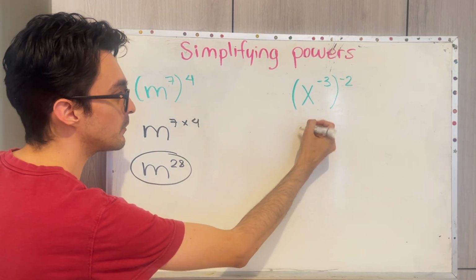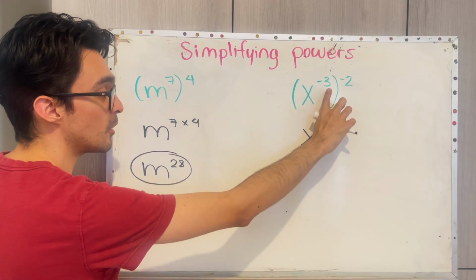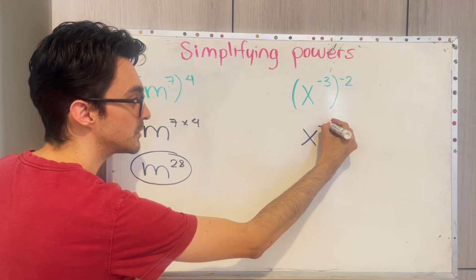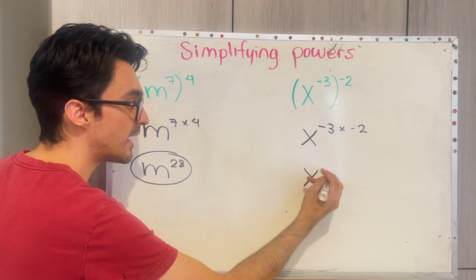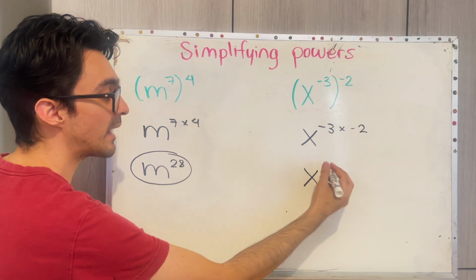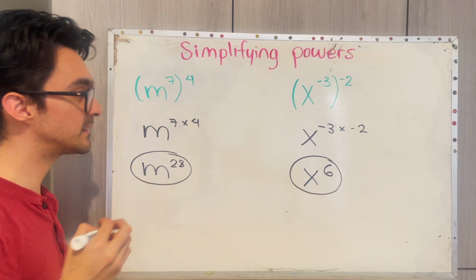So I'm bringing down my base, in this case x, the base stays the same. Now the operation that I need to carry out here for knowing the exponent would be negative 3 times negative 2. Let's evaluate that. Here it's a negative times a negative will give me a positive, so that means that the simplified form is x to the 6th power.